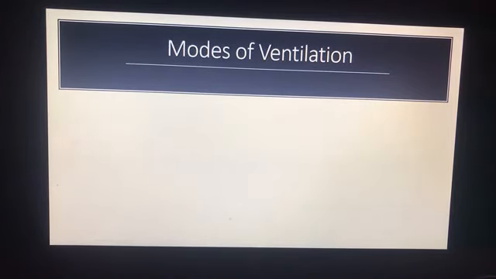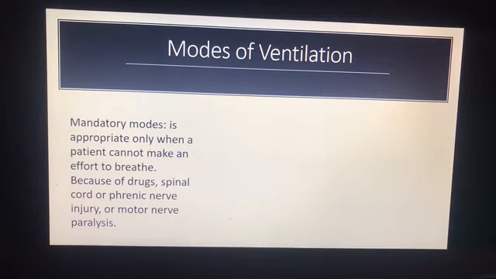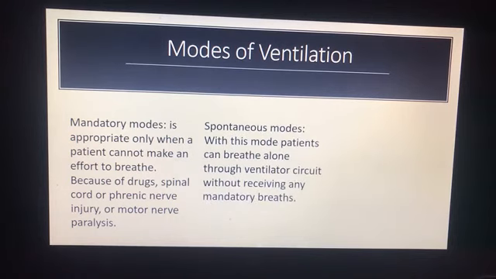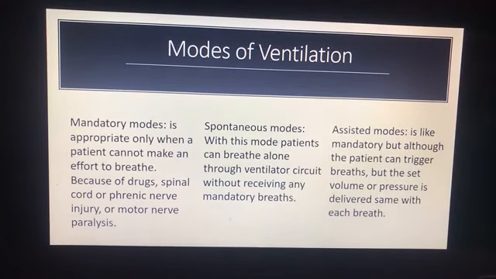Modes of ventilation. Mandatory modes are appropriate only when a patient cannot make an effort to breathe because of drugs, spinal cord or phrenic nerve injury, or motor nerve paralysis. Spontaneous modes: with this mode, patients can breathe alone through the ventilatory circuit without receiving any mandatory breaths. Assisted modes are like mandatory, but the patient can trigger breaths, and the set volume or pressure is delivered the same with each breath.